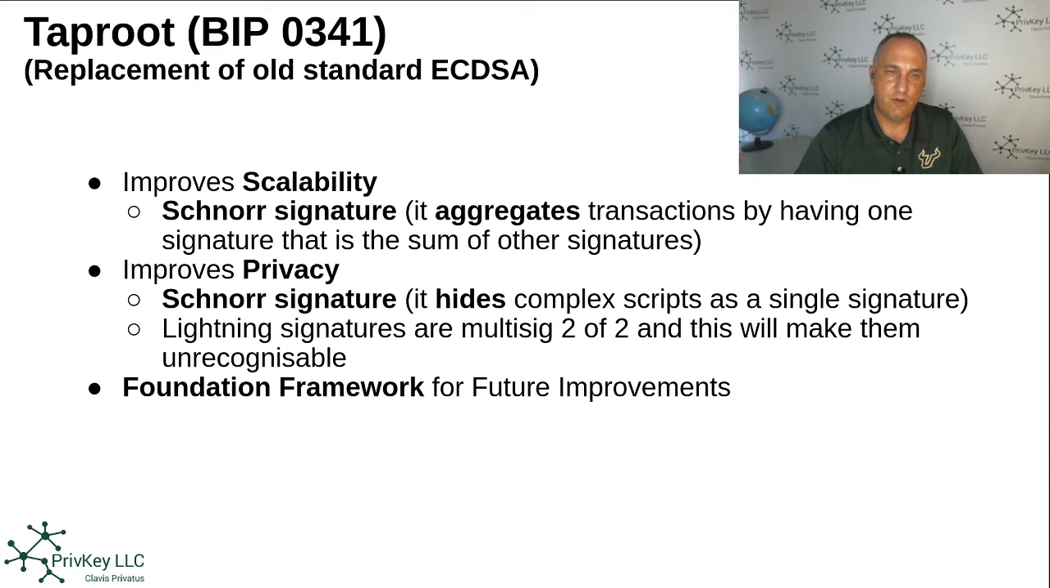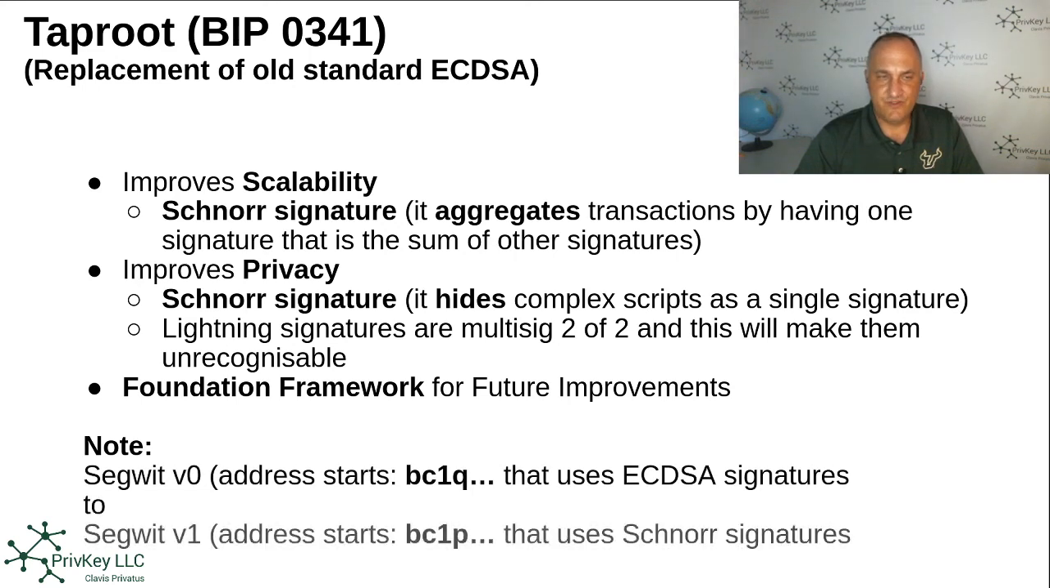That's part of this Taproot BIP 0341. One thing to note is an update regarding the labeling of these addresses. A SegWit native address starts with BC1Q, which they're going to call SegWit version 0. It uses the ECDSA signature, the old type of signature. And then you'll have a new signature. We'll use the Schnorr signatures because this allows for backwards compatibility.